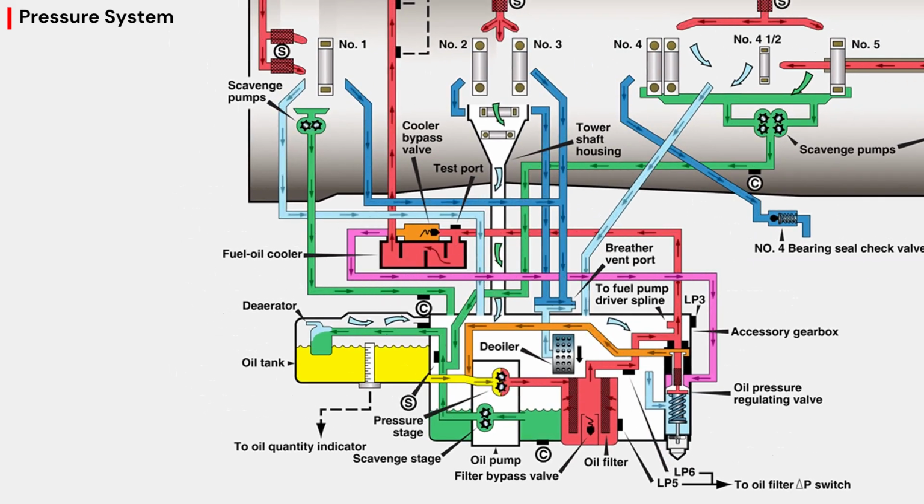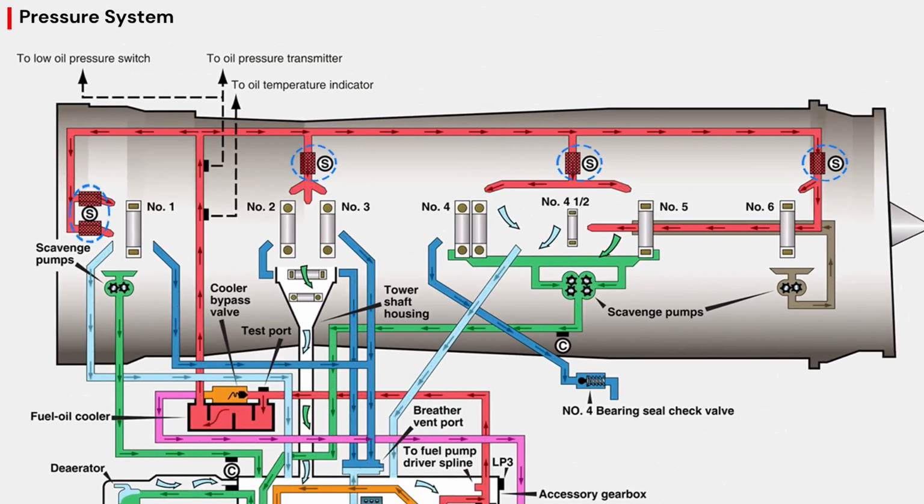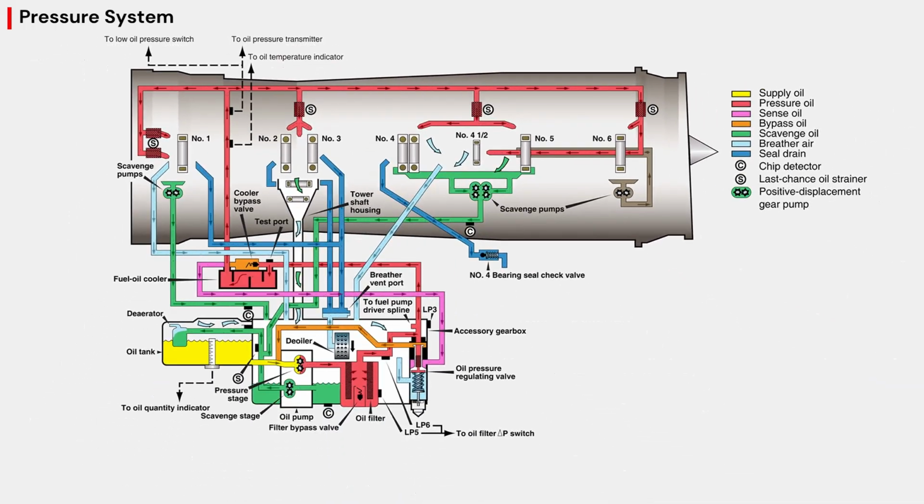The regulated oil then passes through a fuel oil cooler. The cooler removes excess heat from the oil while at the same time warming the fuel. After cooling, the oil travels through last-chance filters and finally reaches spray nozzles. These spray nozzles direct a steady stream of oil onto the engine bearings. Because the nozzles use fixed orifices, the bearings receive nearly constant lubrication at all engine speeds.